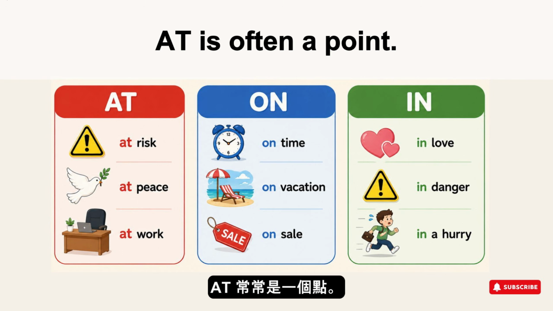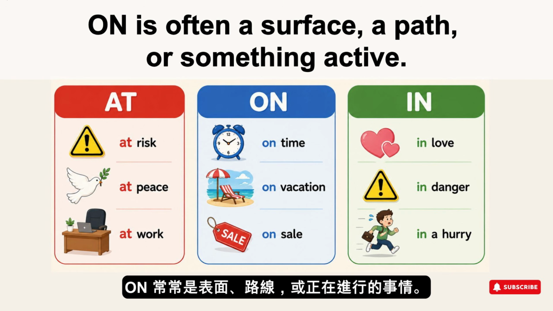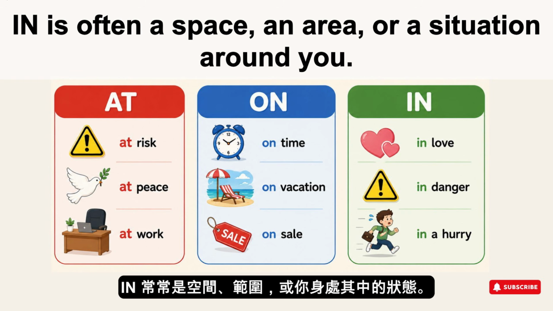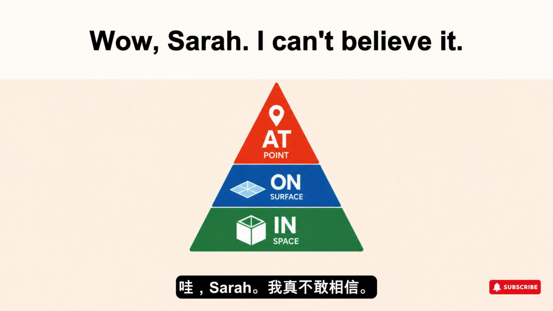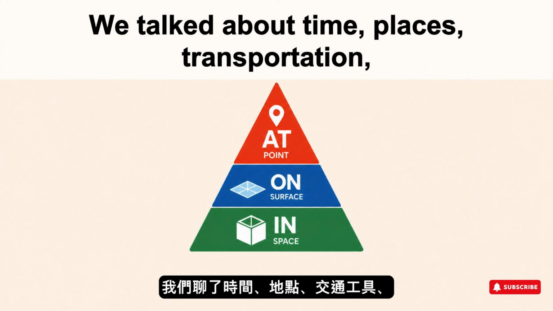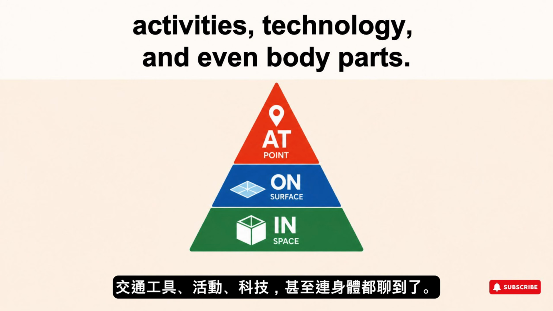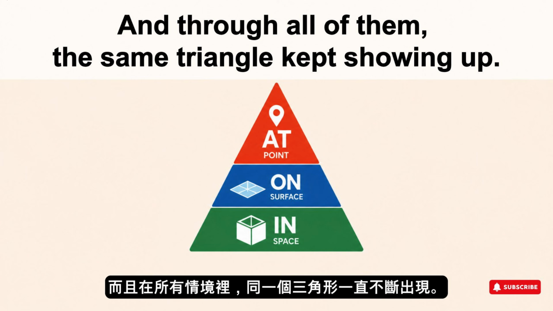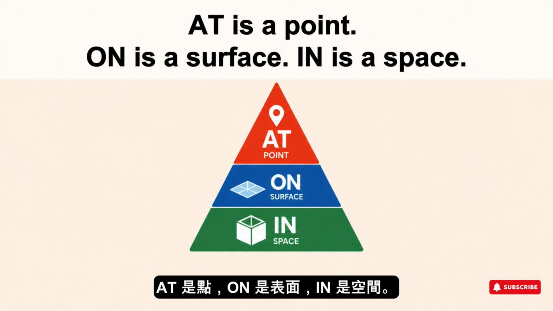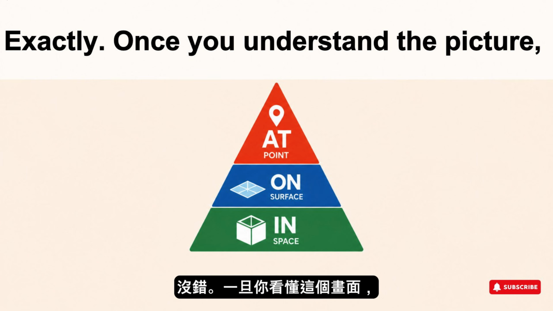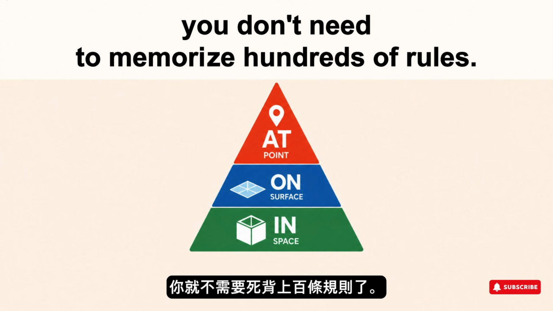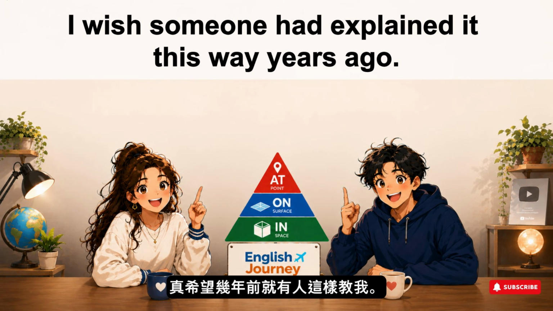Let me try one last summary. At is often a point. On is often a surface, a path, or something active. In is often a space, an area, or a situation around you. You've got it. Wow, Sarah, I can't believe it. We talked about time, places, transportation, activities, technology, and even body parts. And through all of them, the same triangle kept showing up. At is a point. On is a surface. In is a space. Exactly. Once you understand the picture, you don't need to memorize hundreds of rules. I wish someone had explained it this way years ago.